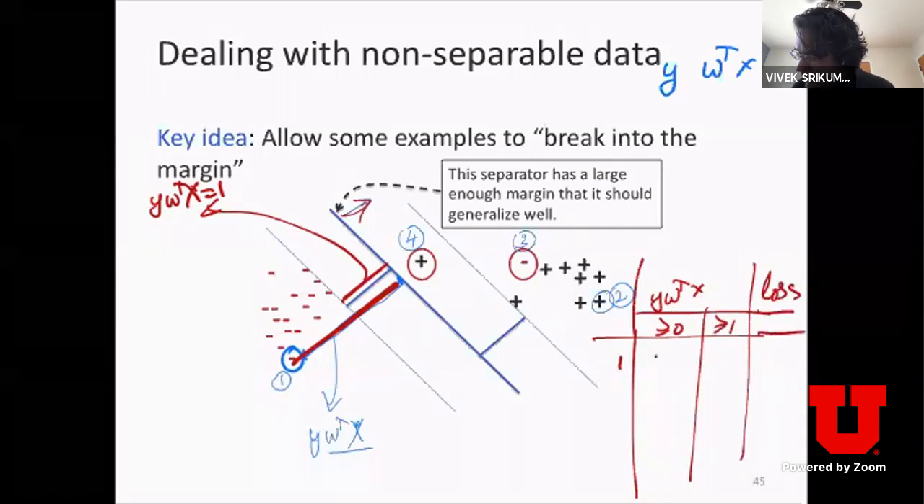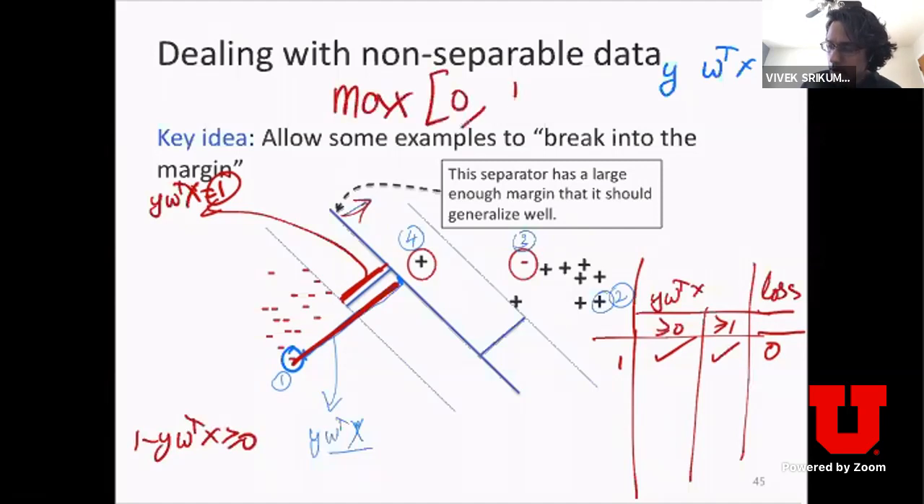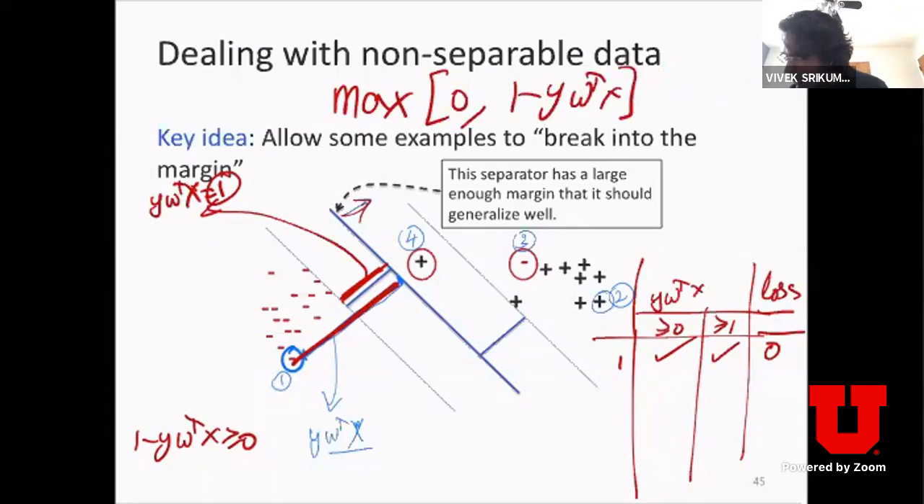And the loss? For point number one, it's greater than 0 because y and w transpose x have the same sign. Not only that, it's greater than 1 because it's beyond the margin, because the margin is defined by the value 1. So the loss in this case is 0, because if yw transpose x is greater than 1, that means 1 minus yw transpose x is less than 0. The loss, just to remind you, is max of 0, 1 minus yw transpose x. So for point number one, the loss is 0.